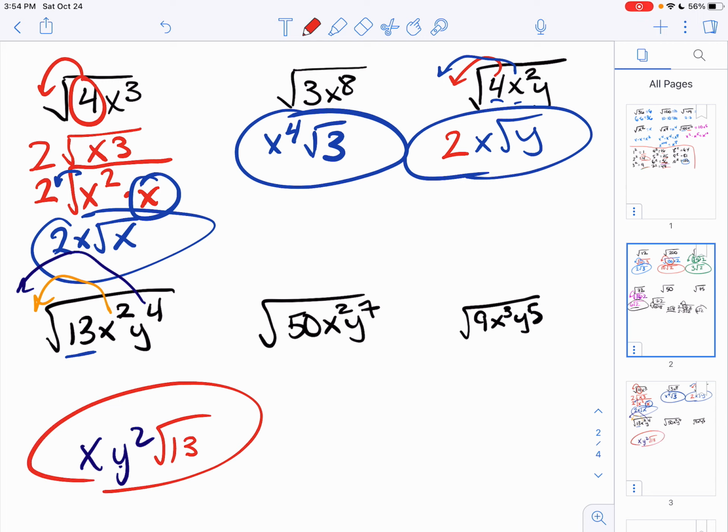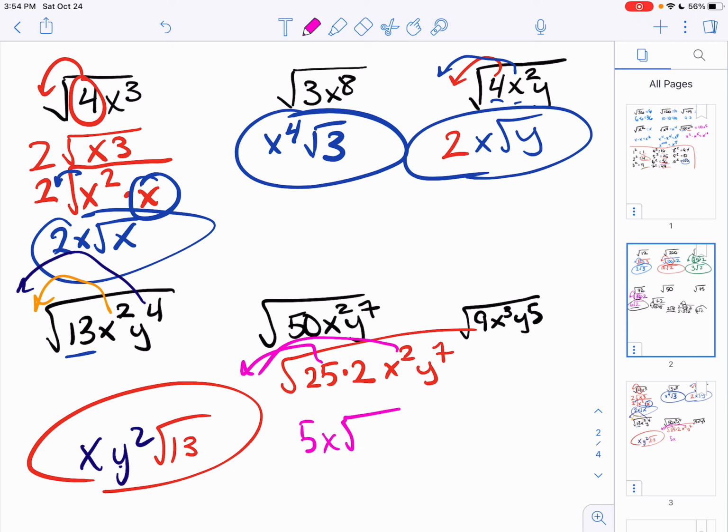All right. Now this one. So 50 is not a perfect square, but I can multiply 25 times 2 to get to 50. Why would I do that? Because 25 is a perfect square. So I can take out the 25 as a 5. I can take out the x squared as an x, because the square root of x squared is x. And now, at this point, let's just rewrite what we have left in here so we don't get confused, because we can do this in steps if we want to. So now I have this.